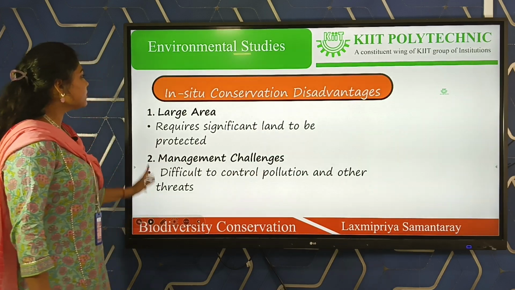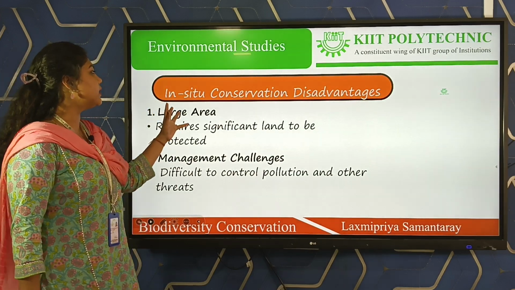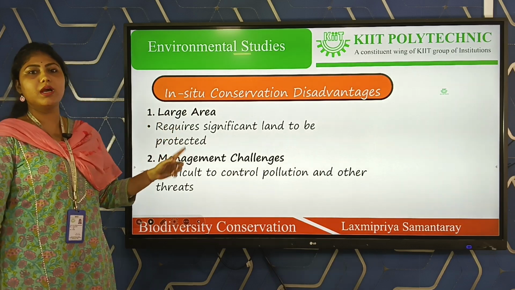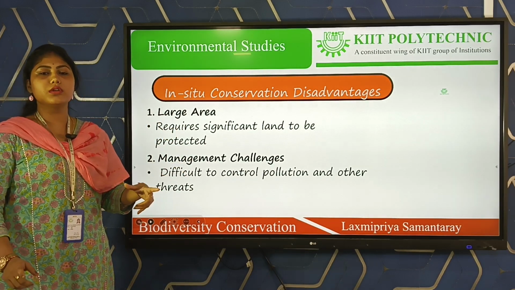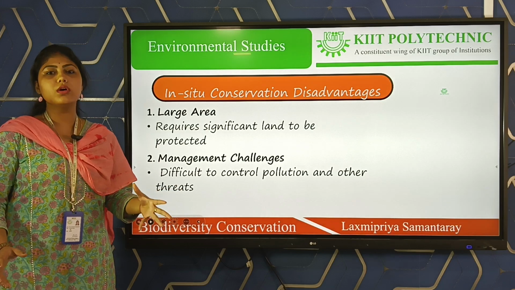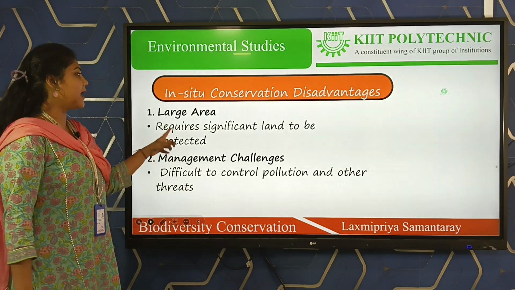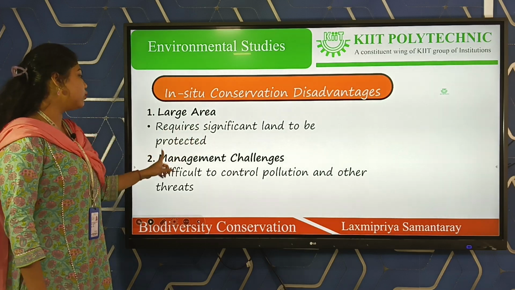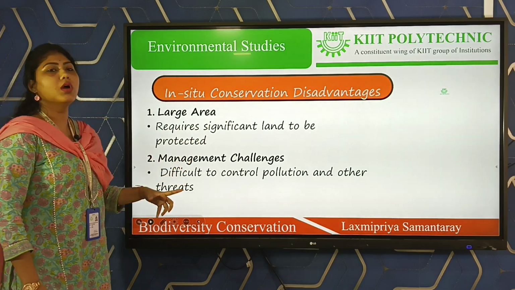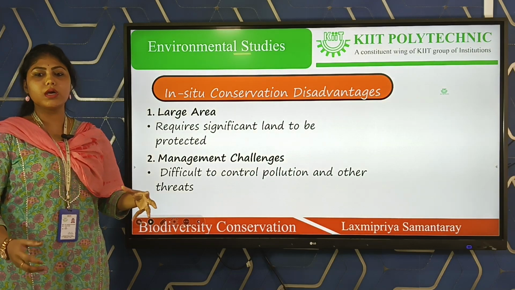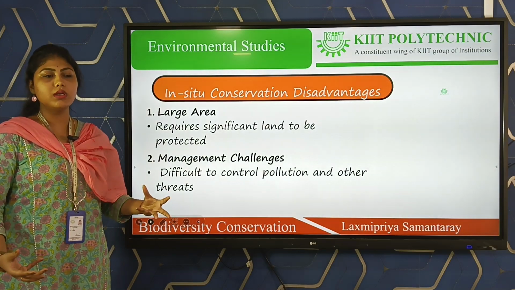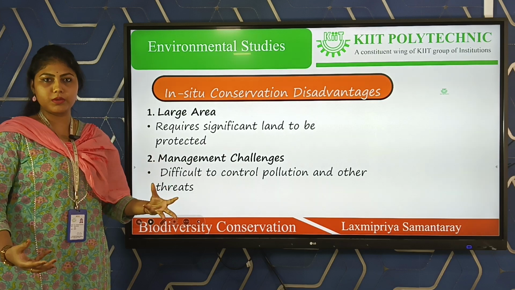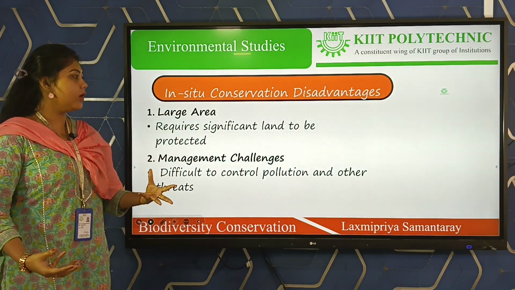Next one, what are the disadvantages of in situ conservation? Yes, large area. To save our species, we need a large area. It requires significant land to be protected, because if we are growing any species naturally, we have to give them proper space to develop.